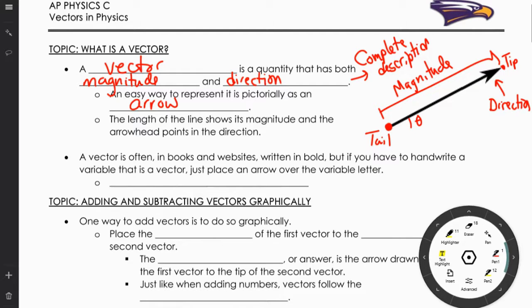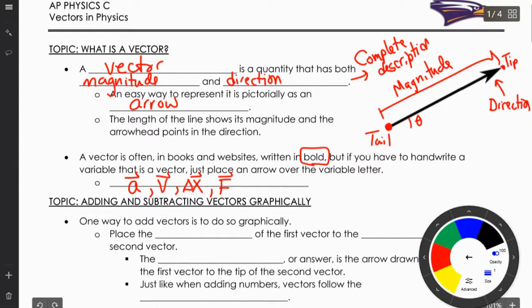Now, oftentimes you see vectors written in books as boldface, but we're going to be doing a lot of this work on worksheets and paper. So if you have to handwrite a variable that is a vector, you're just going to place an arrow over the variable. So for example, acceleration. That little symbol there, that's our vector symbol. Velocity. And these are the ones that we've talked about, right? So acceleration, velocity, and displacement. And then we're going to come to one shortly, which is force. So this little symbol up top is our vector symbol.